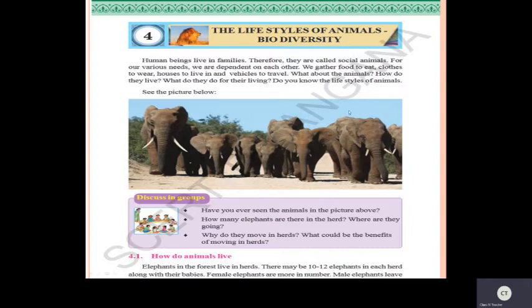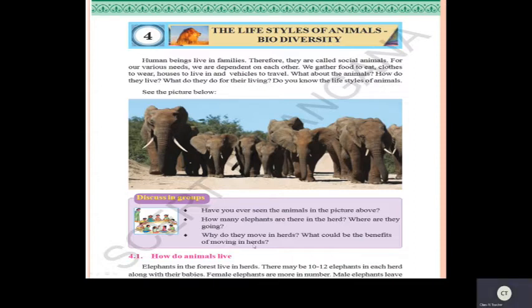Yes, you can see a group of elephants, right? A group of elephants is called a herd. Now can you see how many elephants are there in the herd? So where are they going? Actually some 10 to 12 elephants are there in a herd. Where are they going in the form of a herd, children? Yes, to find food and also to take care of their babies.